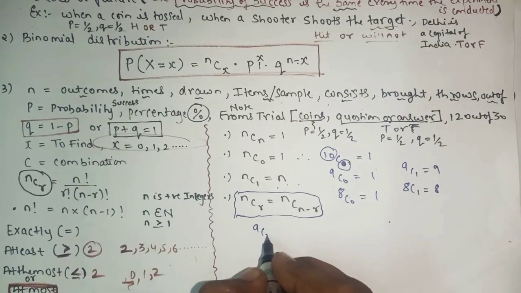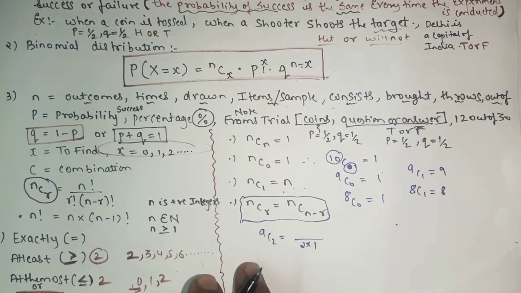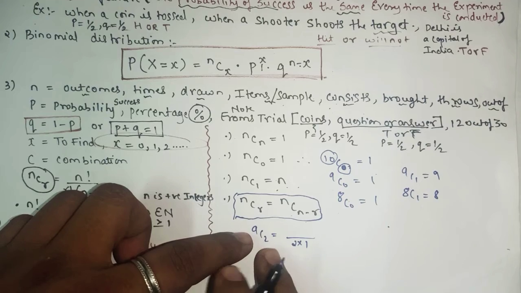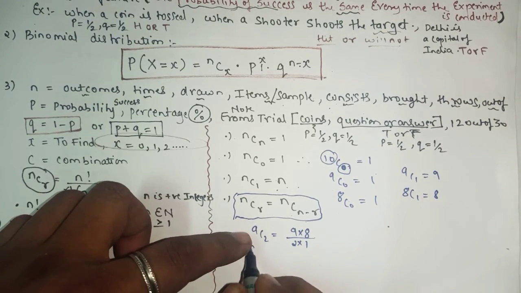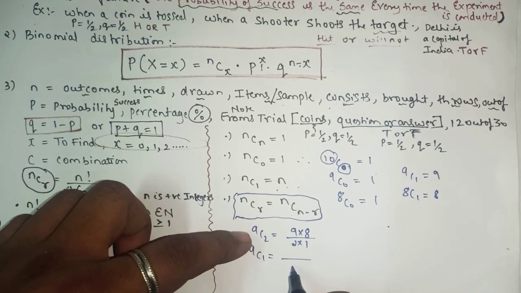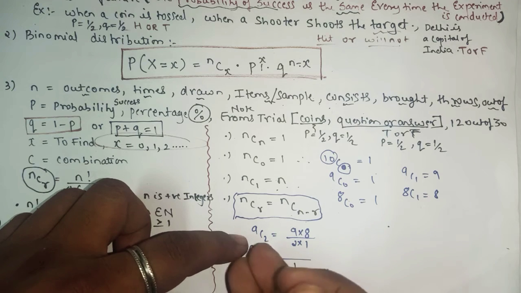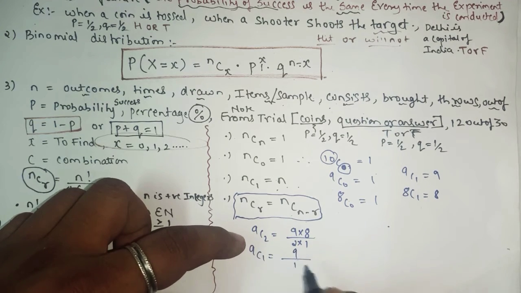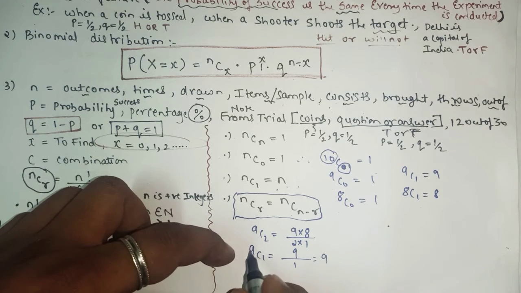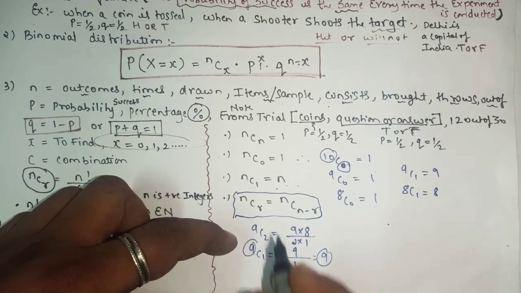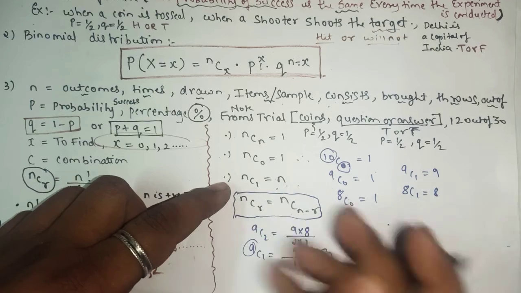Because if I say 9C2, for 2 you will write 2 into 1, and from 9 you have to select two numbers, so 9 and 8 will come. Now suppose I say 9C1. Here you have to select one number, so that same number will come. So 9 upon 1 is 9. Clearly we are getting the same n. That's why I told you, whenever it is nC1, the answer will always be n only.